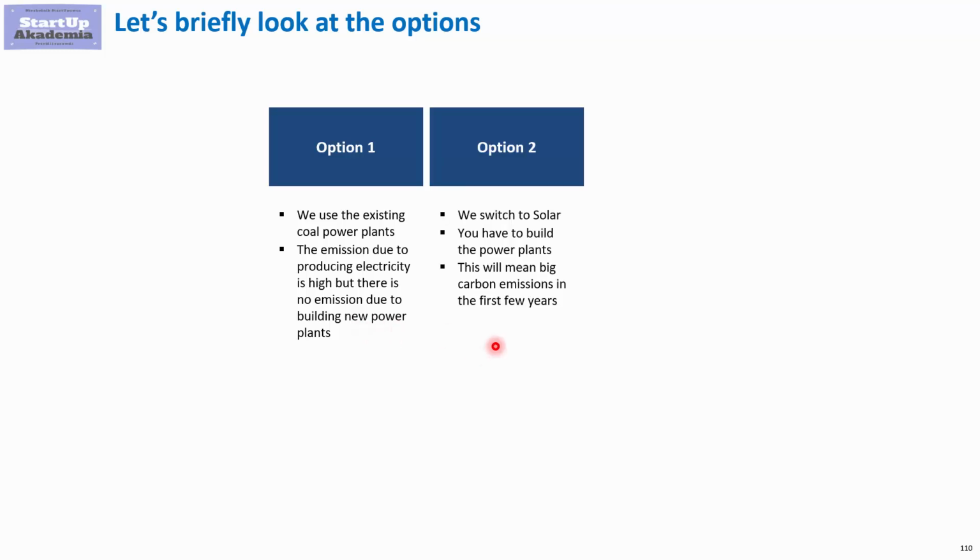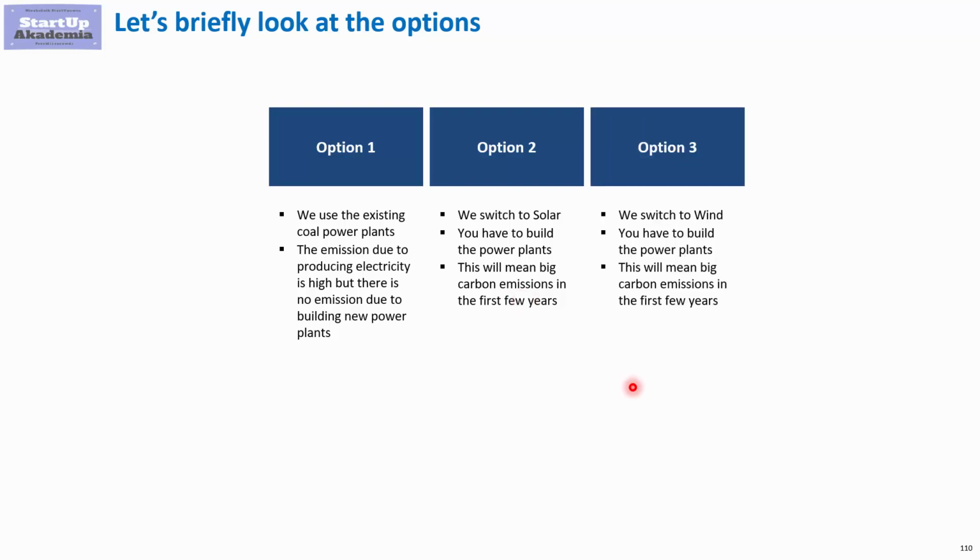In option 2, we switch to solar. So we will have to build from scratch the power plants, or rather the solar farms. Therefore, there will be a big carbon emission in the first few years connected with the fact that we have to produce and install the facility. We'll also assume certain small carbon emission, mainly due to the fact that we will have to maintain the facility, so somebody has to go there, exchange certain elements.